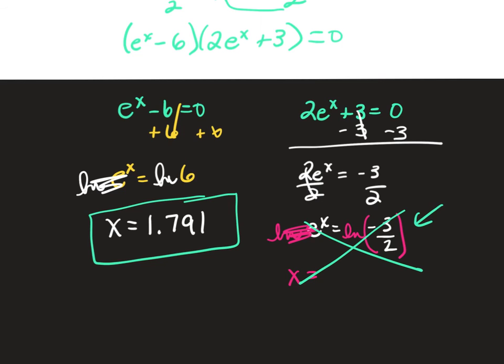You could stop right there and just cross it out and say it doesn't work. If you don't see it, no big deal. Go the extra step to do natural log of negative 3 over 2, and your calculator will tell you, oh, wait, it doesn't work, which is fine.